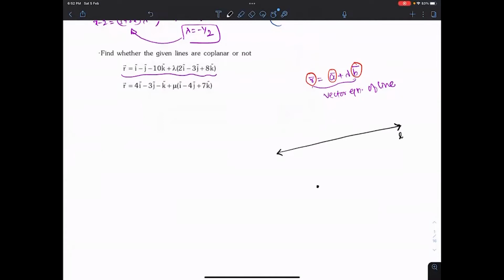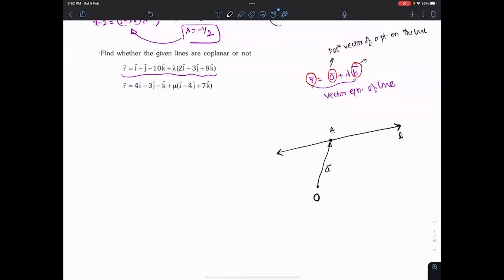Somewhere in this plane, origin must be there. It may not be on the line. Let's say origin is somewhere here. Now, what is A bar? A bar is position vector of a point on the line. So if you take any point on the line, the position vector of that point, that is only A bar. So A bar will not be on the line or anything like that. A bar is just the position vector of a point on the line.